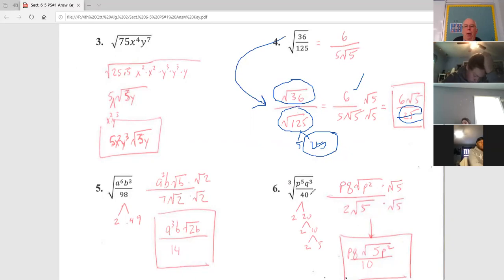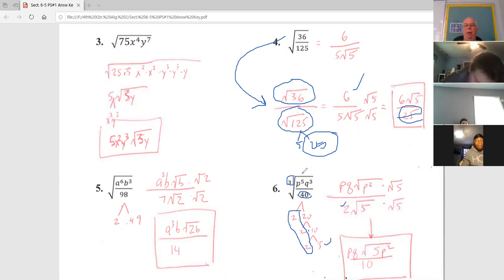I went after the 40 first because that's just easier, and I started factoring 2's out of there. Pay attention, we're not doing square roots, we're doing cube roots in this one. If I factor 2 out of 4, I get 2 times 20. And then if I factor 2 out of 10, I get 2 times 5. So there's 2 to the 3rd power right there. That can come out from under the radical as 2, and the 5 stays under the radical. That's how we did the first part.